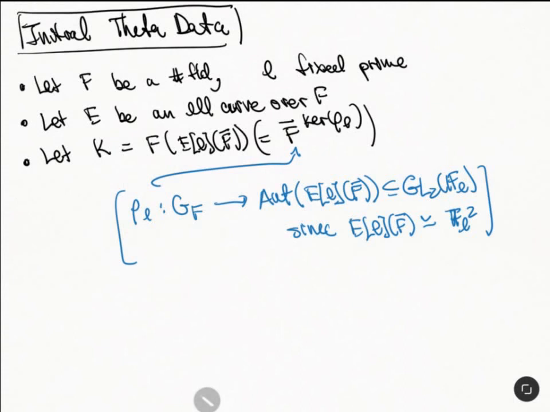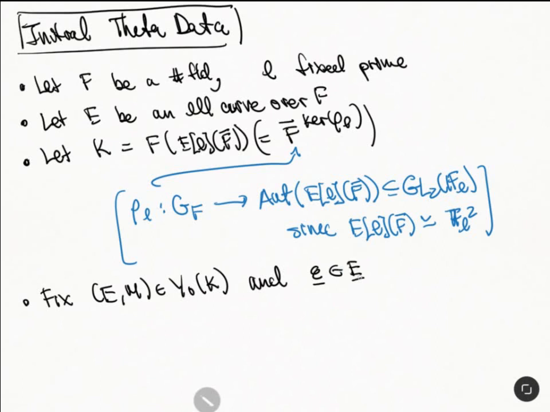Okay? So we're going to fix E_M in Y_0(K), and some element here, an element of E underline[L], so some element of the L torsion here, a generator.